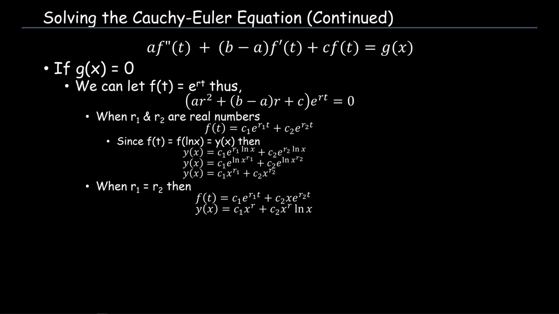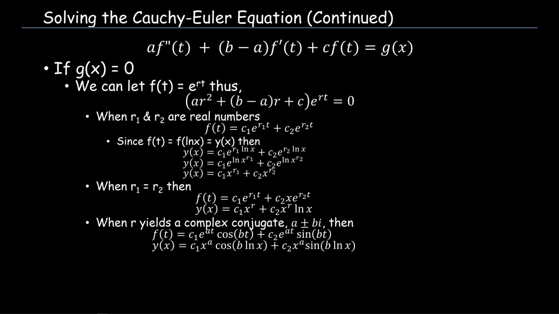And then for the case that r is a complex conjugate, then it will pretty much be the same thing. F of t will be the same solution that we've seen in the past, but the original solution, or the more general and specific exact solution, will be c1 x to the a times cosine b natural log of x plus c2 x to the a times sine b natural log of x. So that pretty much covers the case where our function is homogeneous.